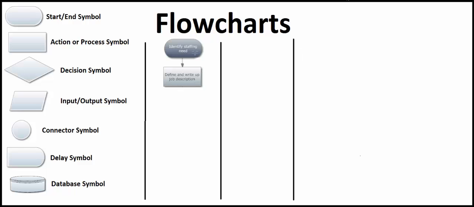So until now, we started with identifying staff needed, which gives kind of the title and the start. Then we go to the action of defining and writing up the job description. Now I will shorten the example of the human resources hiring process flow chart from the website, and I will carry on with the decision symbol.